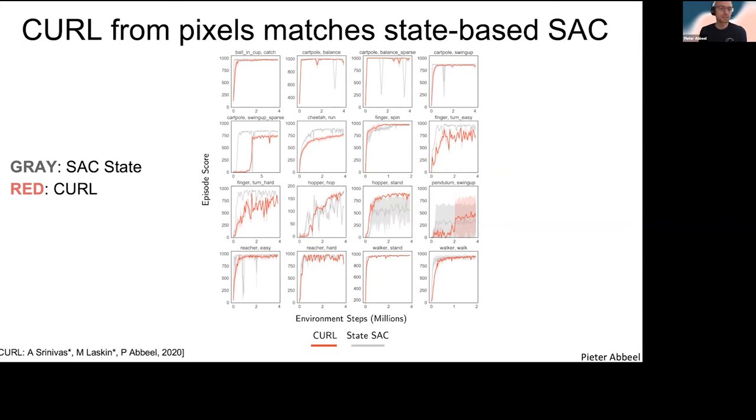What you see here is that running on pixels with the supplementary contrastive loss works almost as well as running directly on state, bridging the gap almost entirely for most environments. There are a couple of exceptions, which we'll dive into more later. But for most environments, this bridges the gap.